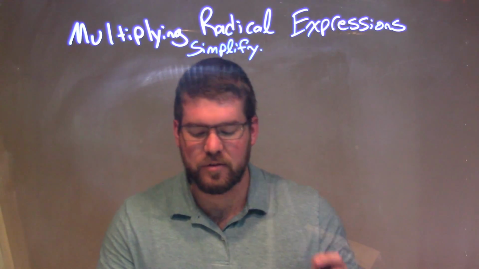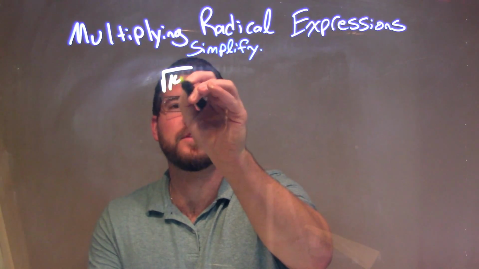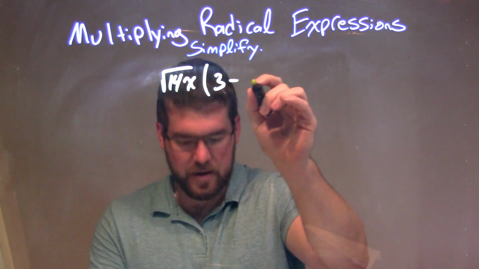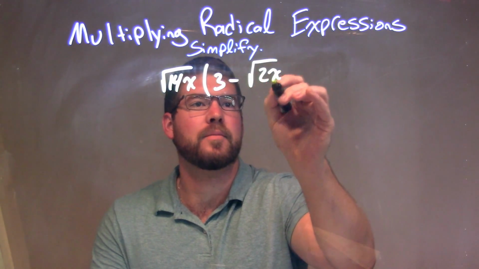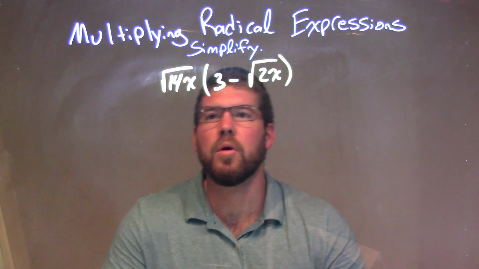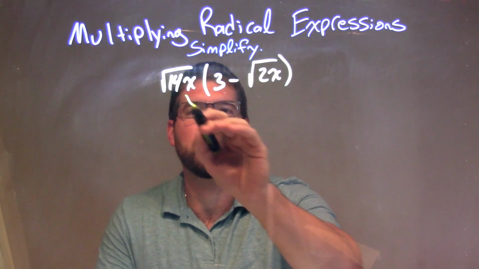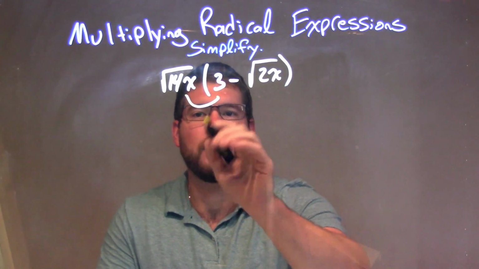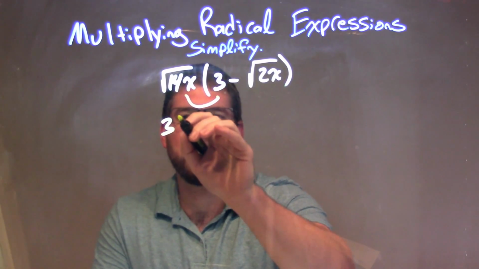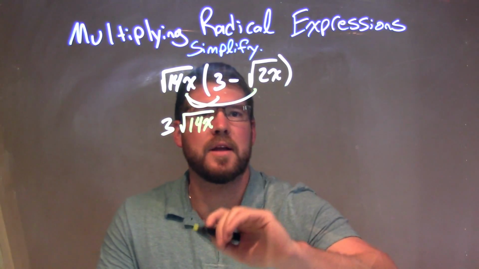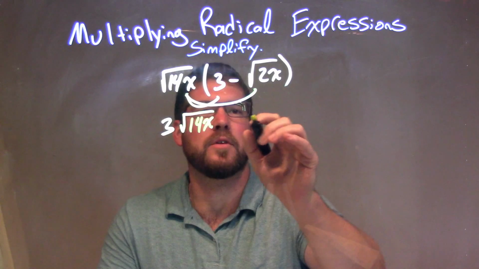So if I was given this expression, the square root of 14x times 3 minus the square root of 2x, okay? Well, if I want to distribute this, I'm going to distribute the square root of 14x to both parts. So square root of 14x times 3, 3 is just on the outside, so it's 3 square root of 14x right there. Then we distribute the 14x to the next one, the square root of 2x.